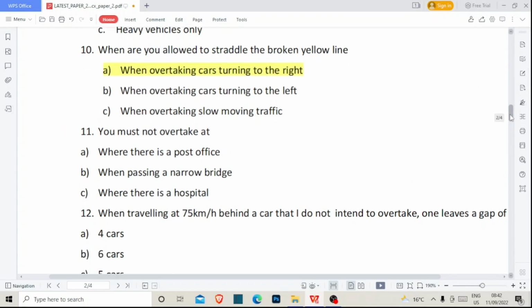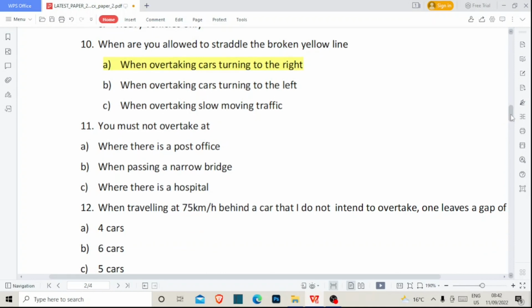Let's go for number 11. You must not overtake at option A, where there is a post office. B, when passing a narrow bridge. C, when there is a hospital. So in which circumstances are you not allowed to overtake? Is it when there's a post office, or when you're passing a narrow bridge, or when there's a hospital? So the correct answer for this one will be B, when you're passing a narrow bridge. So that's our correct answer here.